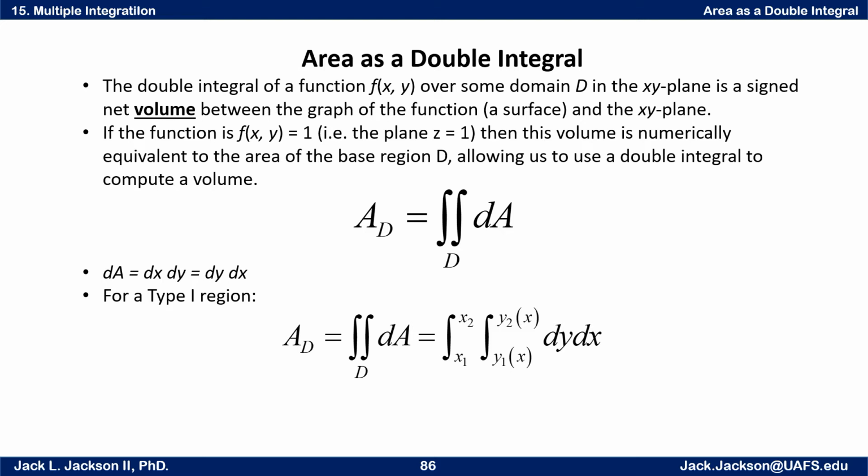So if it's a type 1 region, we'll integrate with respect to y first, from y1 to y2 dy, and then we integrate that with respect to x. But y1 and y2 are usually functions of x. Not necessarily constant functions. They could be, but not necessarily. But then the x1 and the x2 are constants. And this will give us an area, because notice that the function that we're integrating there is just the function 1.